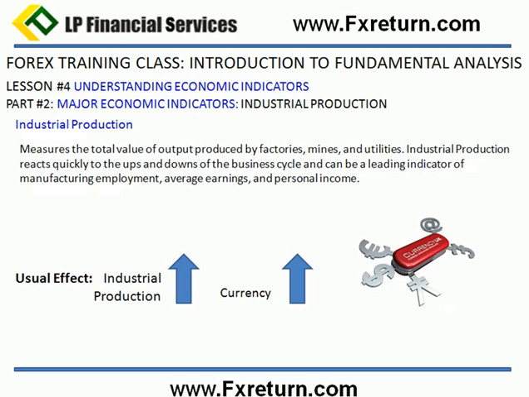Our next indicator is our industrial production figures. This measures the total value of output produced by factories, mines, and utilities. Industrial production reacts quickly to the ups and downs of the business cycle and can be a leading indicator of manufacturing employment, average earnings, and personal income. The usual effect is, as industrial production goes up, the currency goes up.